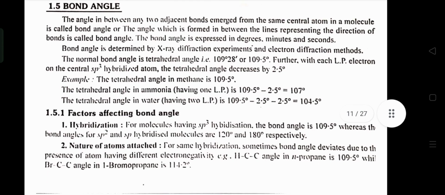Now we will discuss bond angle. The angle between any two adjacent bonds emerging from the same central atom in the molecule is called bond angle. The bond angle is expressed in degrees, minutes, and seconds. The bond angle is determined by X-ray diffraction experiments and the electron diffraction method.